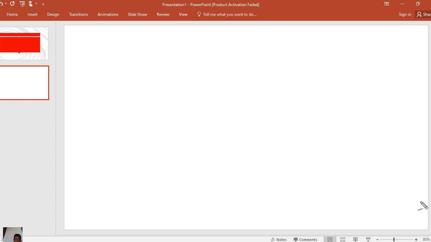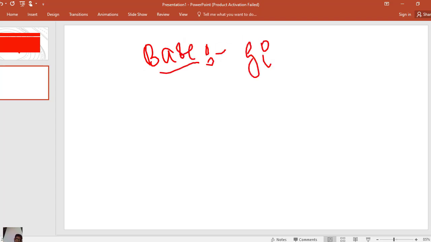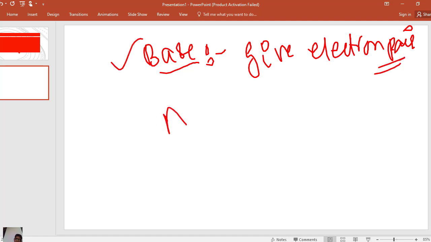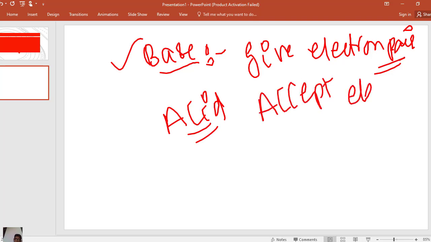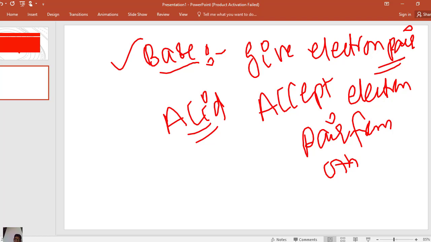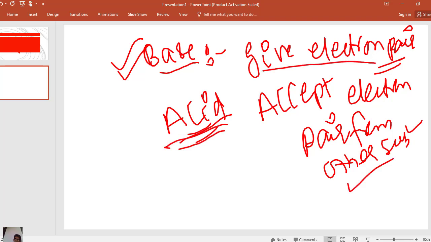According to Lewis, those substances which give electron pair to other substances are called Lewis base, while those substances which accept electron pair from other substances are called Lewis acid. Lewis bases are those substances which give electron pair to other substances, while Lewis acids are those substances which accept electron pair from other substances. Electron pair is nothing but 2 electrons.